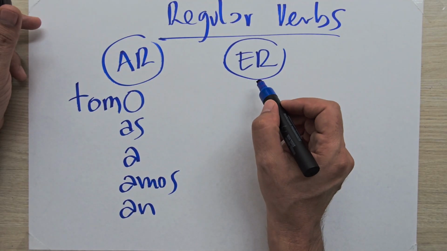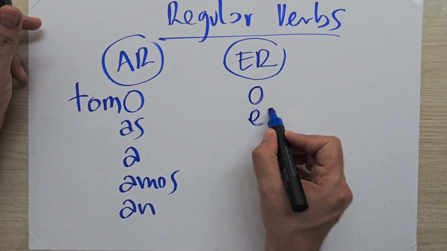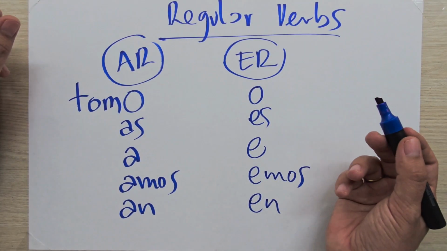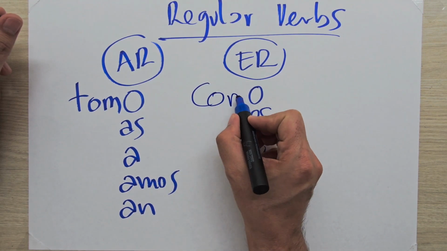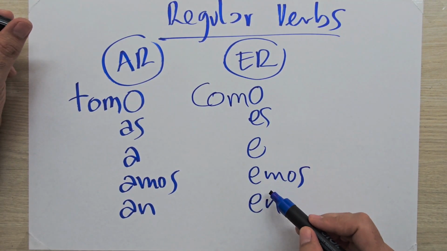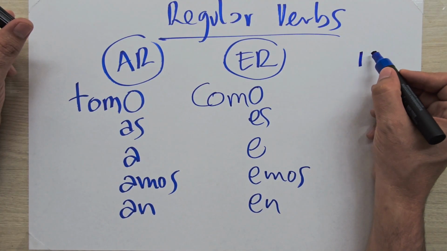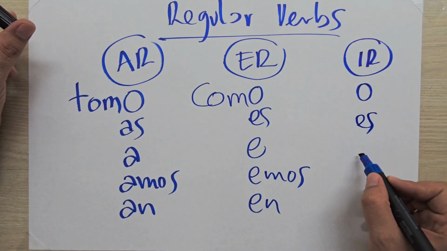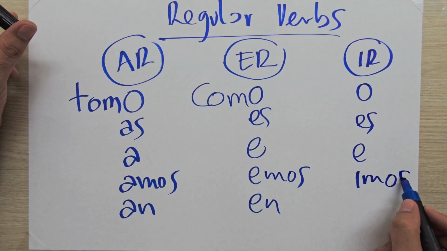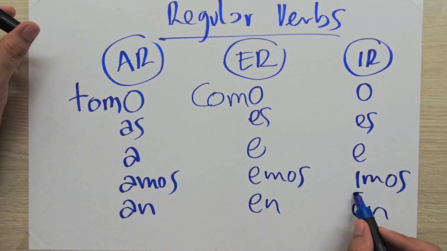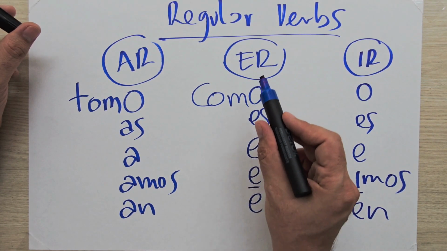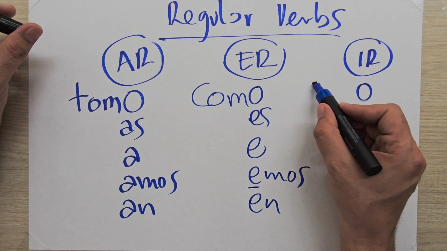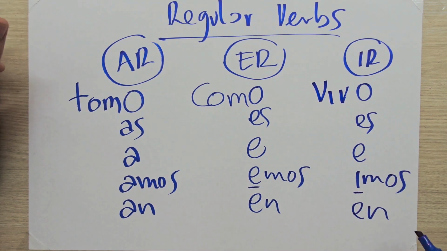ER infinitives are going to follow the conjugation o, es, e, emos, en. Like the verb comer, como, I eat. Como, comes, come, comemos, comen. And the IR verbs, infinitive, are going to have the conjugation o, es, e, imos, en. So this I is the only difference with the conjugation of the ER verbs, which is emos. And a verb from the group of IR is vivir, vivo, I live, to live.